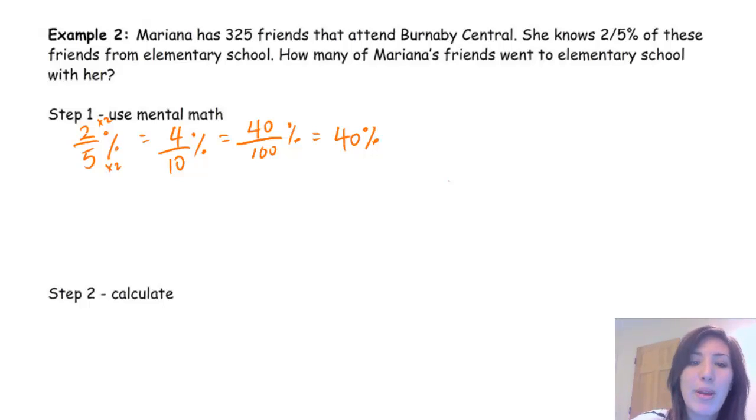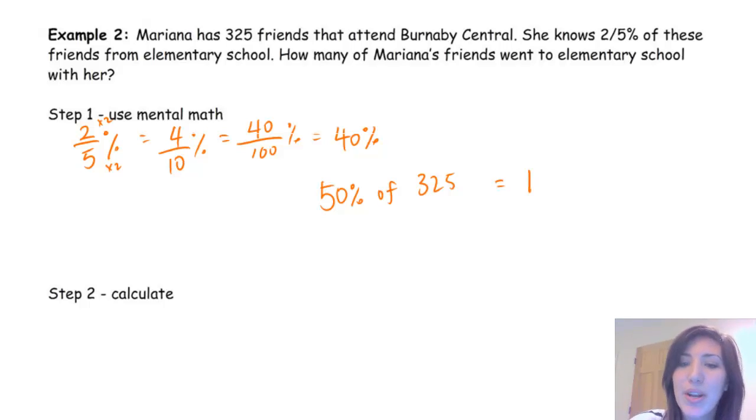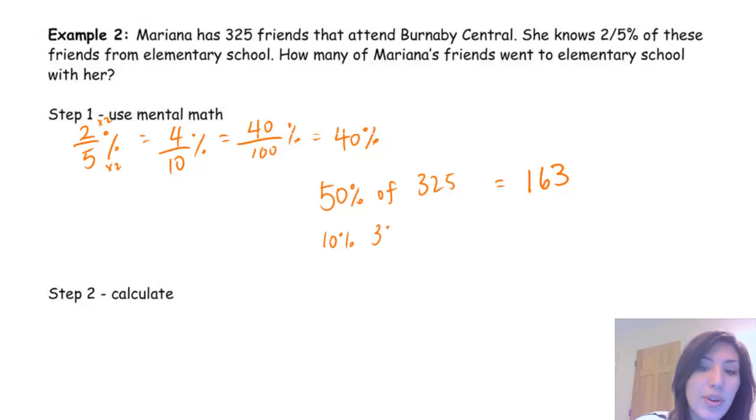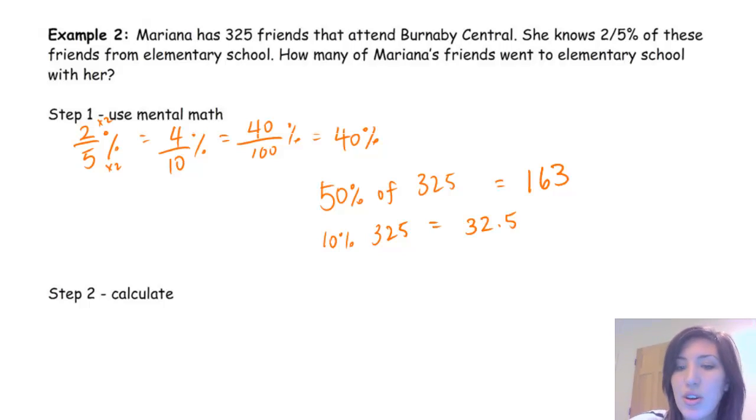So if we know maybe 50% is a really easy one. 50% of 325, well, we just divide that in half. Half of 325 is about 163. And then since it's 40%, we can figure out the 10% and then minus that. So 10% of 325 gives us 32.5. So 163 minus, let's round that up to 33, will give us 130-ish, maybe. So that's our estimation there.